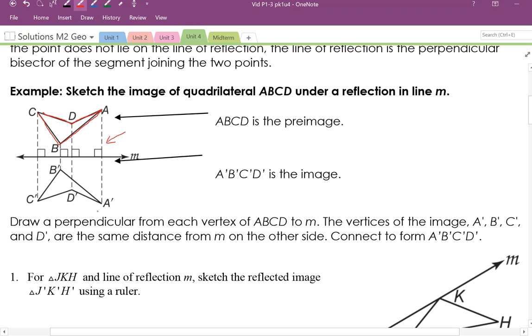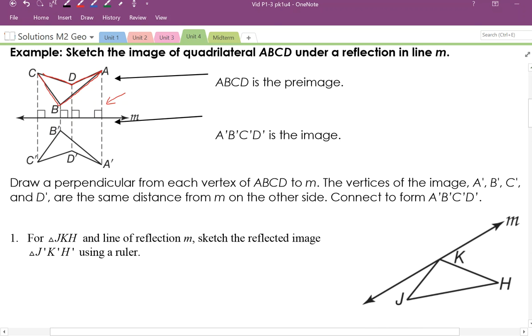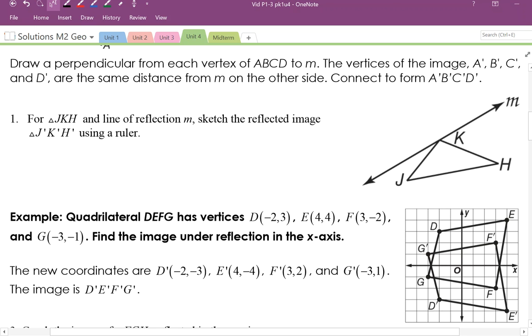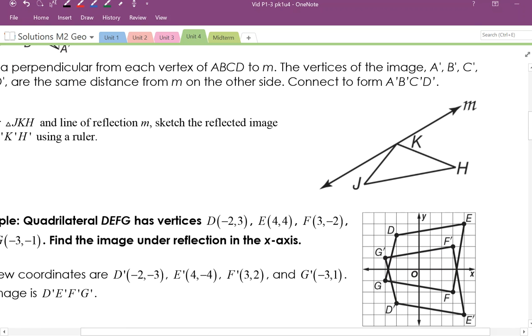So what you should be able to imagine is if I folded the screen along line M, every point in A, B, C, D should line up with every point in its reflection. So the way that we would do this is we draw a perpendicular from each vertex on A, B, C, D through line M, and then we find a point equal distances away on the other side. So if we're going to do this ourselves in number 1 on page 1, I have triangle JKH, and my line of reflection is line M.